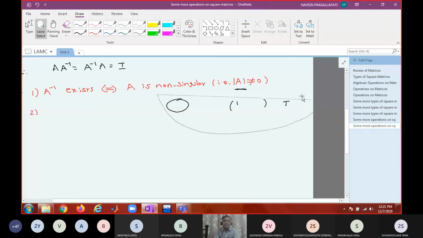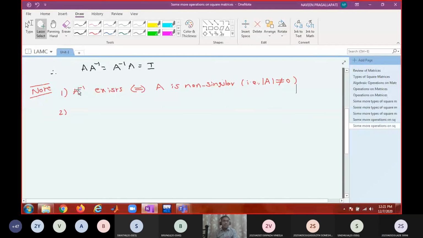And write the formula for the inverse as A inverse equal to adjoint A by det A, that is, 1 by det A into adjoint A. And is this the only way to compute the inverse? Up to what order is it easy to apply this formula? Up to third order only, no? If it is fourth order or fifth order, applying this formula manually is quite difficult, right?